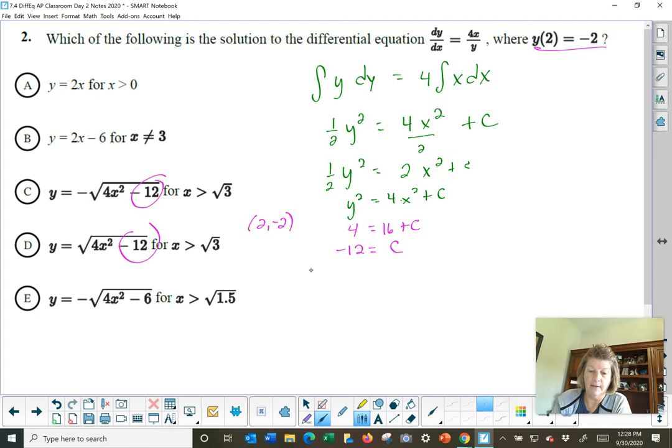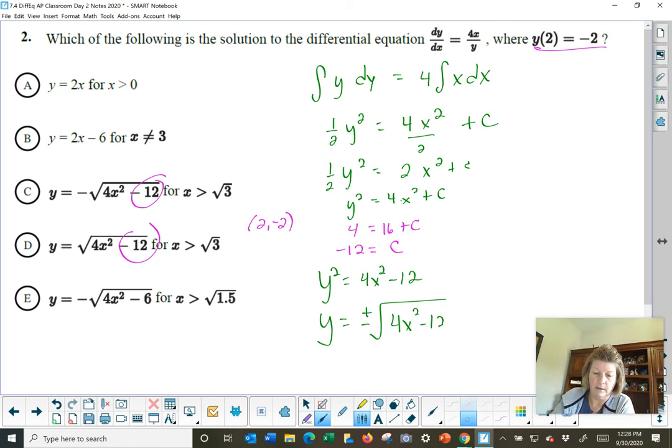Put it all back together, and we got y squared equals 4x squared minus 12. Square root both sides, plus or minus square root of 4x squared minus 12. Not our domain, but our specific solution must include a negative so that we can get -2 out of this. So I know that I must have the negative square root of this.